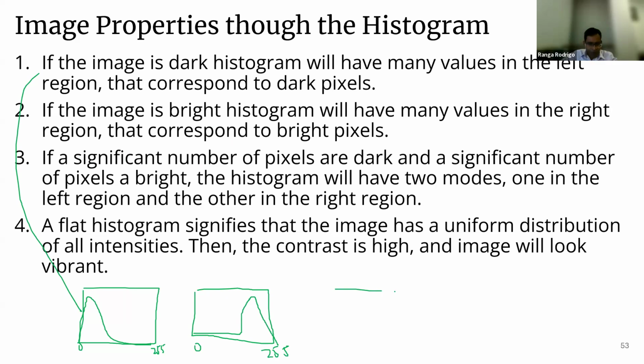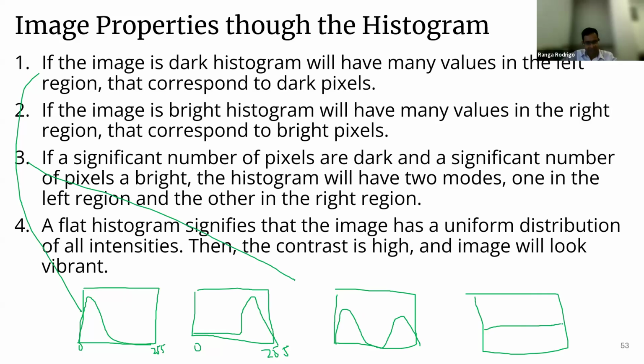You also have bimodal histograms, two-mode histograms, where a significant number of pixels are dark and a significant number of pixels are bright. A flat histogram is a vibrant image. These kinds of images are nice. All the pixels are sort of equally represented, all intensity values are equally represented. So photographers try to get that kind of images.